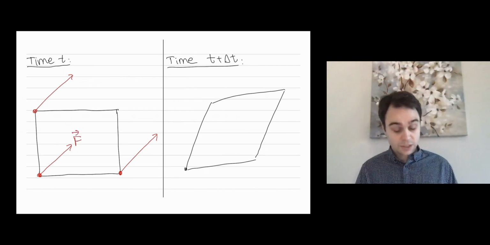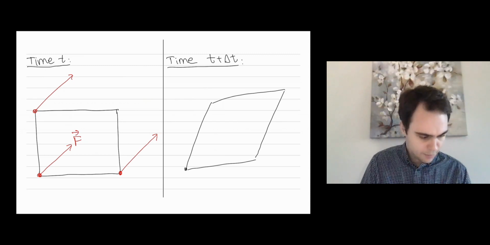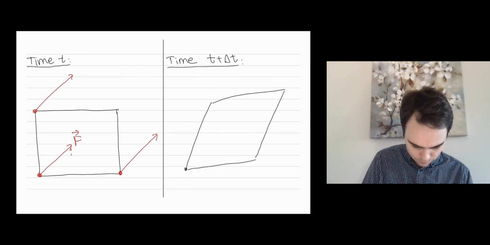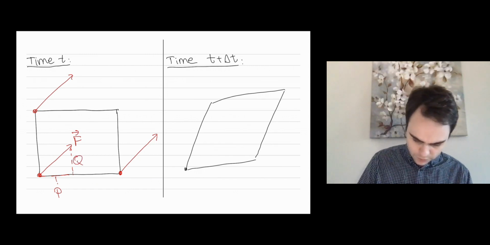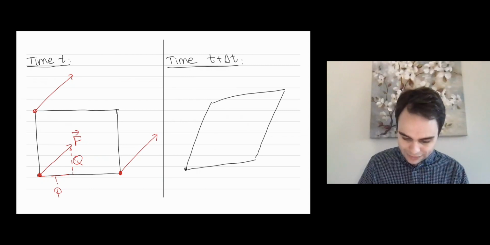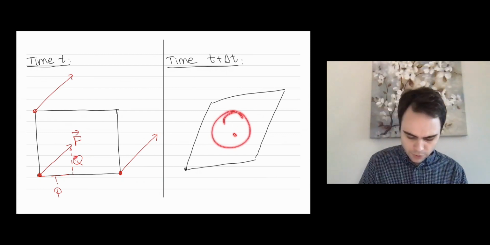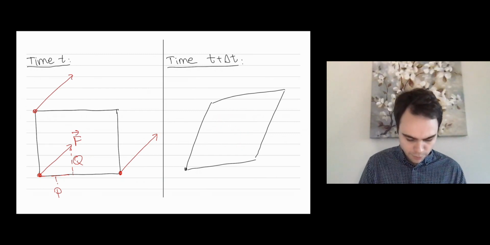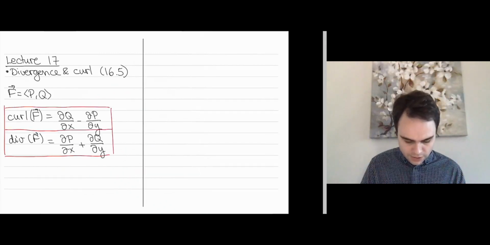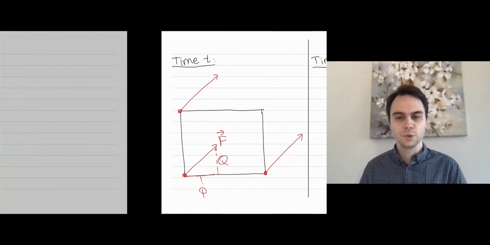So here F is the velocity field of the fluid, and it has components P and Q, right? P is the horizontal part, and Q is the vertical part. We'd like to relate the new volume in terms of the old volume and the partial derivatives of P and Q. And you're going to see that the divergence is going to appear.